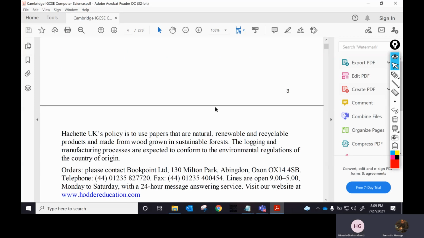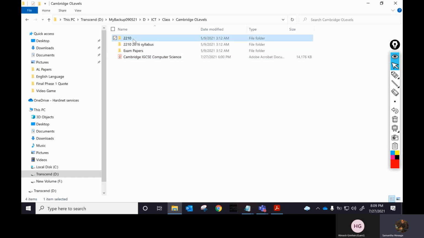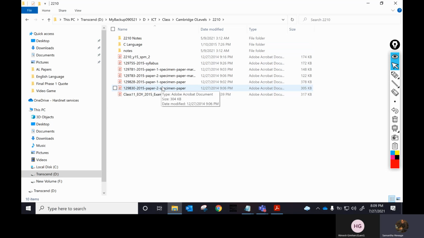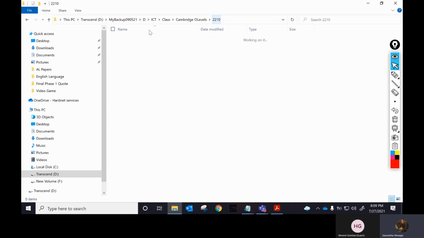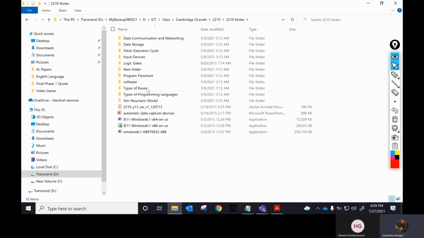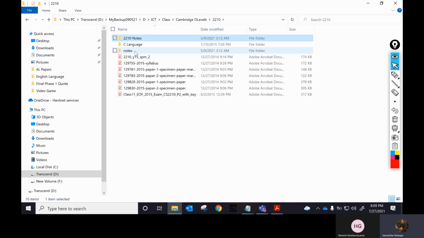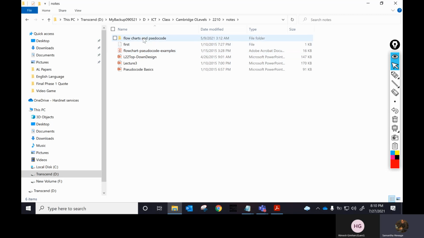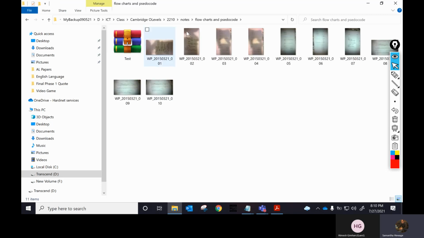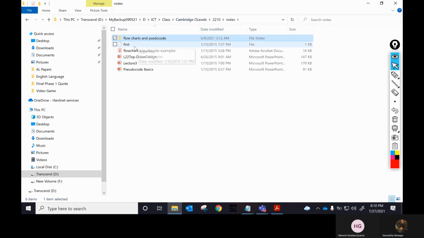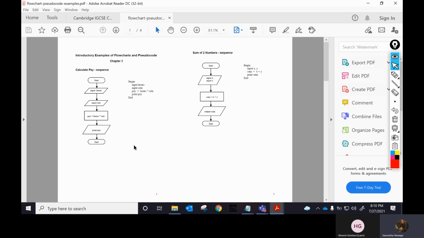So we directly jump to the exercises. What we can do is we will do some exercises directly, and then from that I will be teaching you about flowcharts and pseudocode. I think that would be better, right?